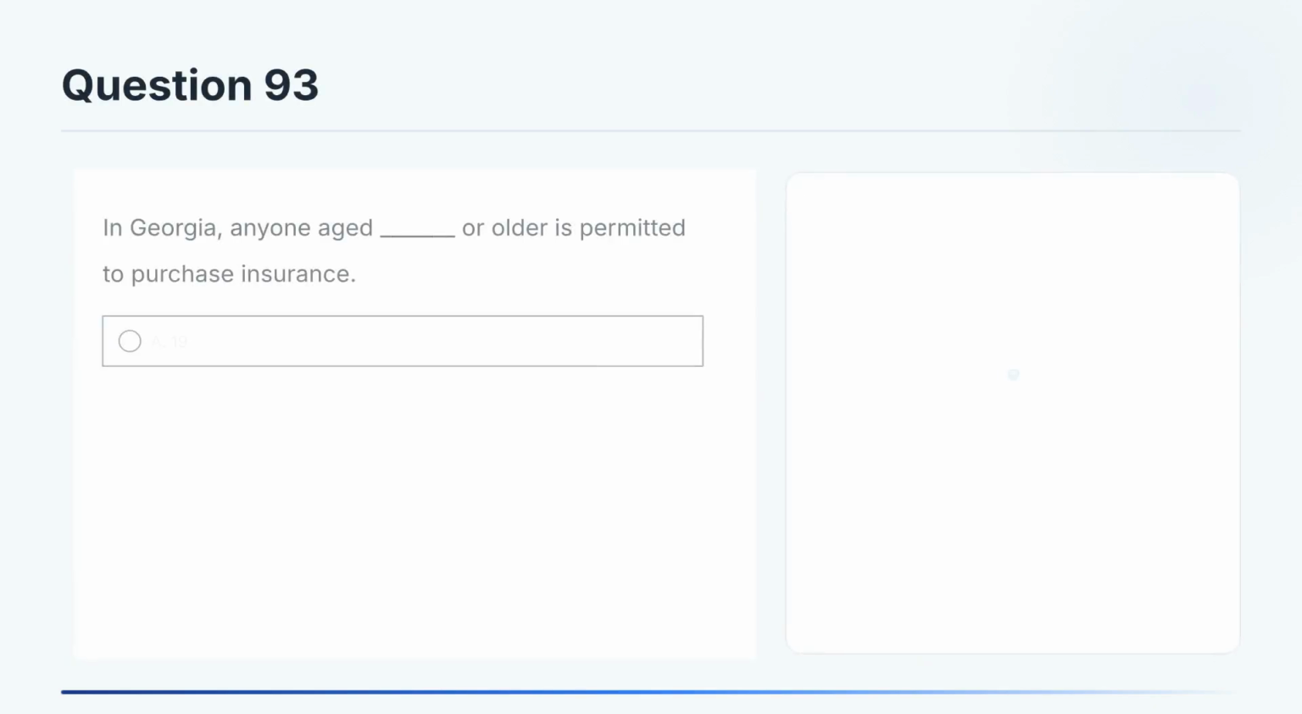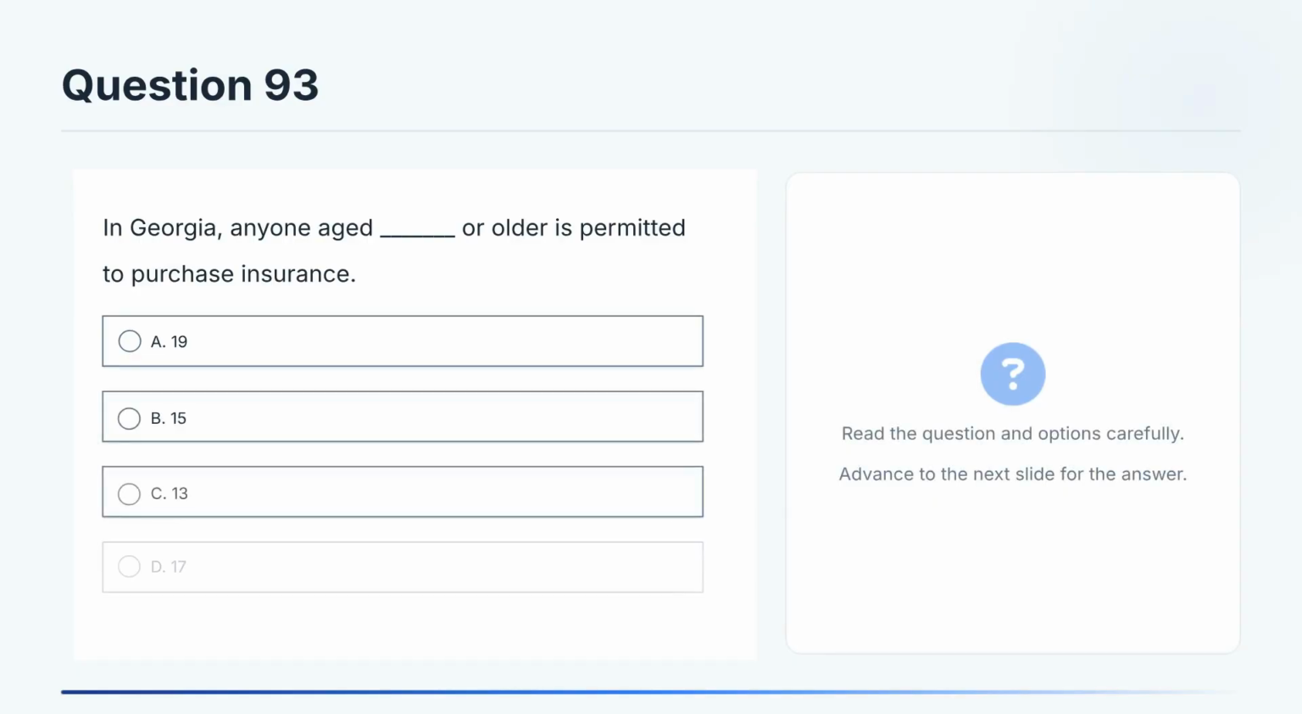Question 93. In Georgia, anyone aged blank or older is permitted to purchase insurance. A. 19. B. 15. C. 13. D. 17.